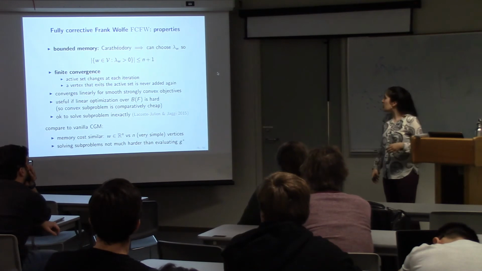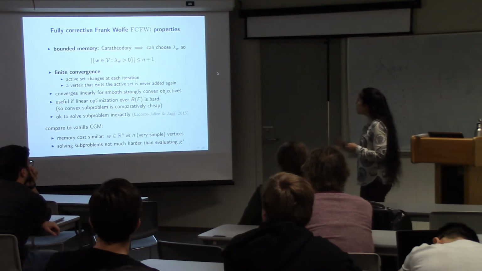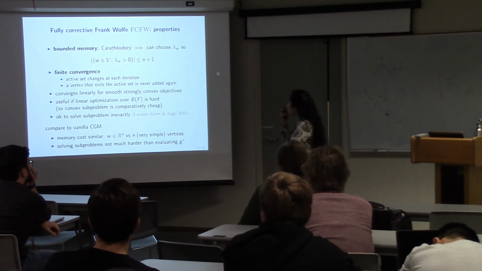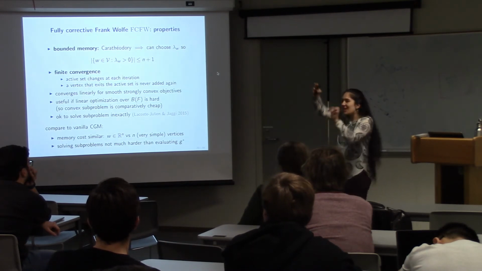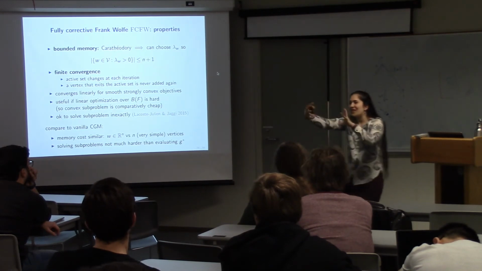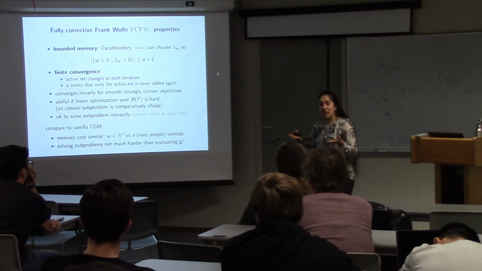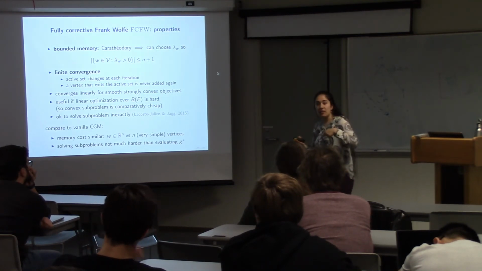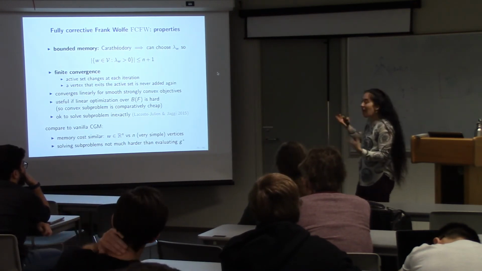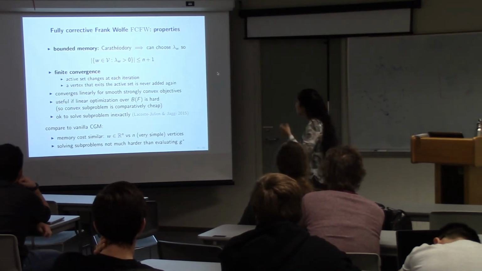Carathéodory tells us it's n+1 in R^n. If you don't know Carathéodory, then you should look it up because it's very beautiful. But I'm not going to explain it here. It's exactly this argument that n+1 vertices makes a simplex that can be full dimensional. Finite convergence: the active set changes at every iteration, and we never reuse an old vertex, because we have this certificate that we always get better. So that means that we have to converge finitely, but there are exponentially many vertices, so that's not very impressive.